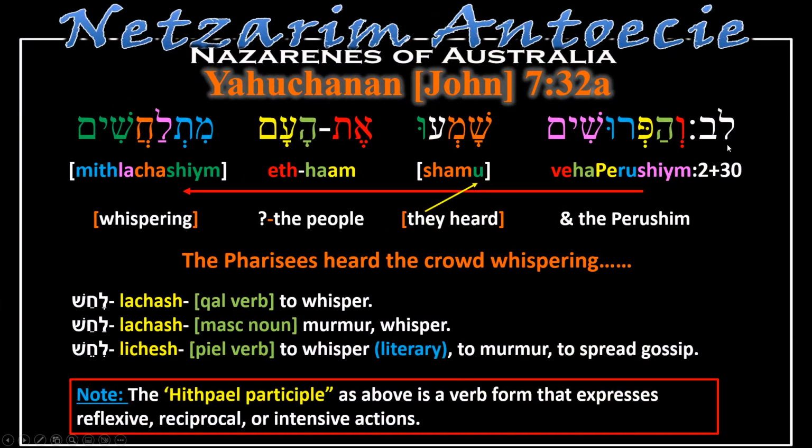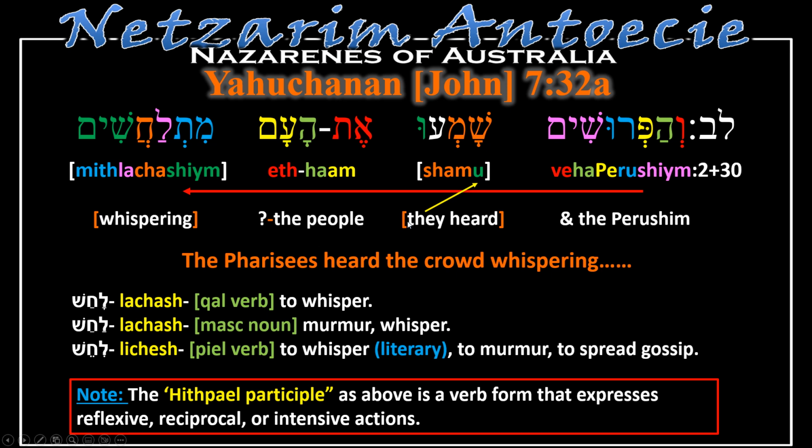And 32, we have a lamed, 30, and a bet, 2. So let's go through the letters. Vav, hey, pei, resh, vav, shin, yod, mem, sofit, shin, mem, ayin, vav, aleph, tav, hey, ayin, mem, sofit, mem, tav, lamed, chet, shin, yod, mem, sofit. And we read it: ve-ha-perushim. And the Perushim, which of course means the Pharisees.